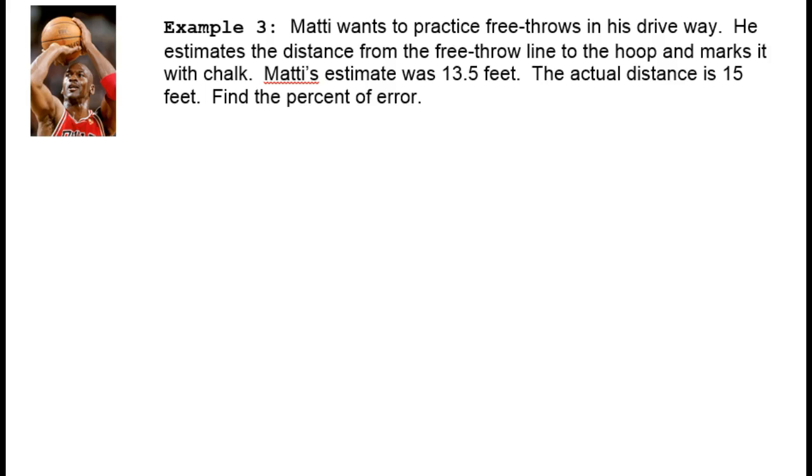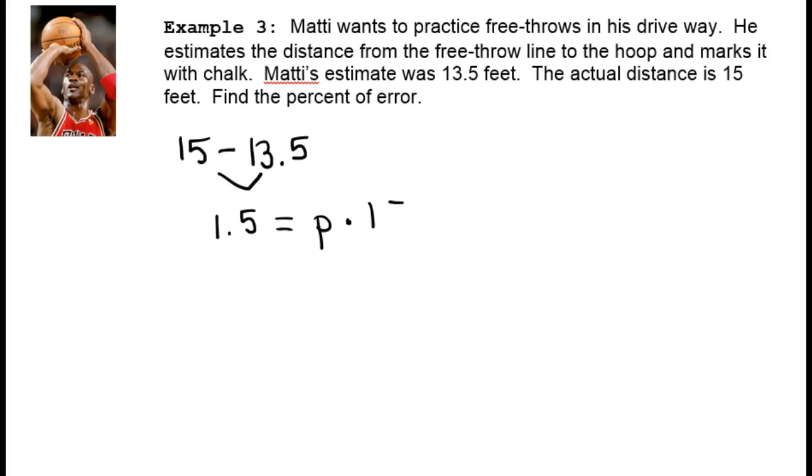Maddie wants to practice free throws in his driveway. He estimates the distance from the free throw line to the hoop and marks it with chalk. Maddie's estimate was 13.5 feet. The actual distance is 15 feet. Find the percent of error. So we first have to figure out his amount of error, and if the actual distance from the free throw line to the hoop is 15 feet, and he estimated 13.5 feet, his amount of error would be 1.5 feet.